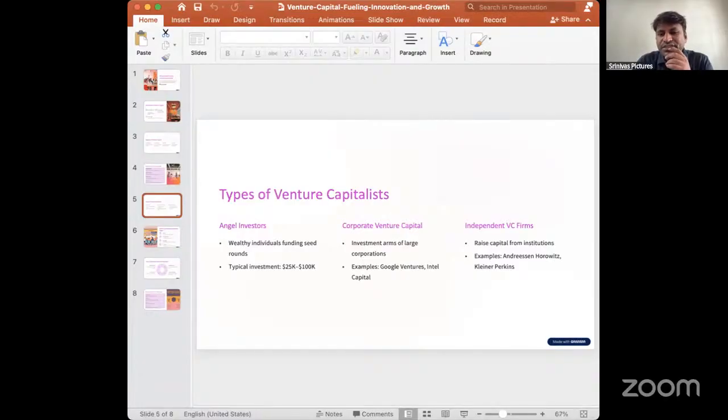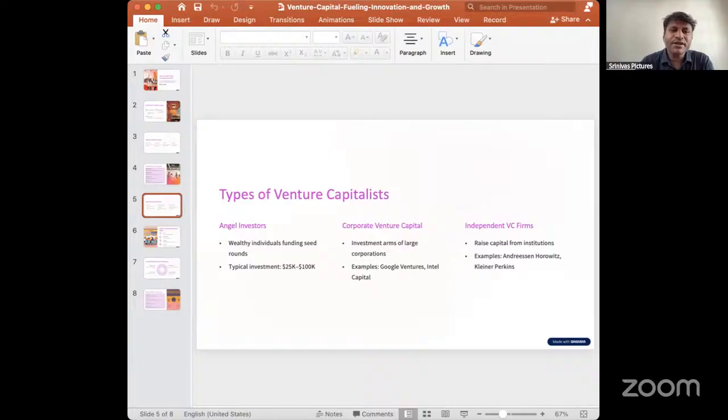Corporate ventures are investments by large corporations. Examples: Google Ventures, Intel Capital. These are examples of corporate venture capital. An independent venture capital firm raises capital from institutions. Examples: Andreessen Horowitz, Kleiner Perkins. These companies are independent venture capital firms.